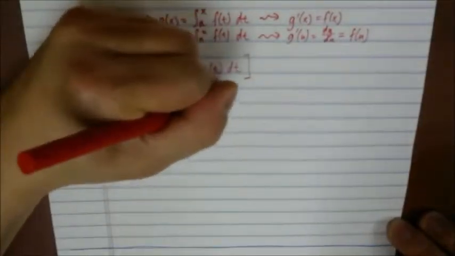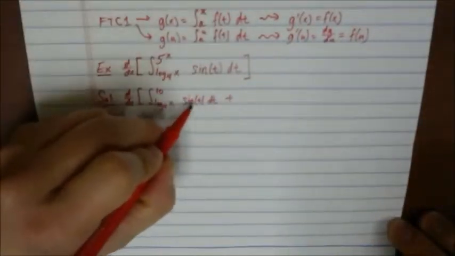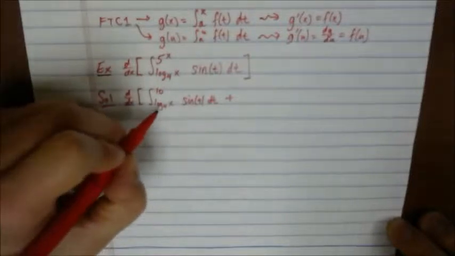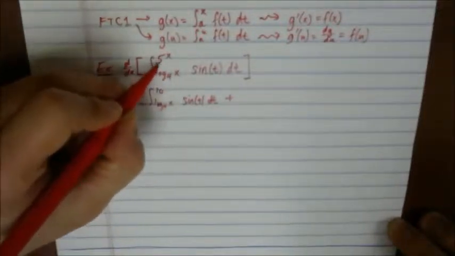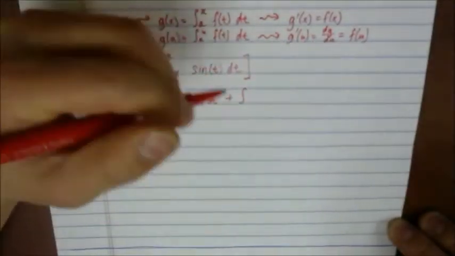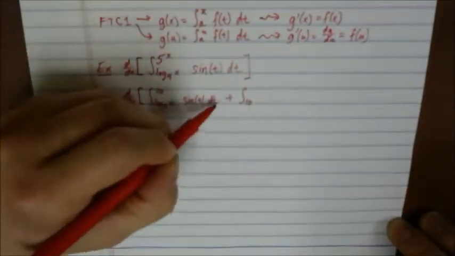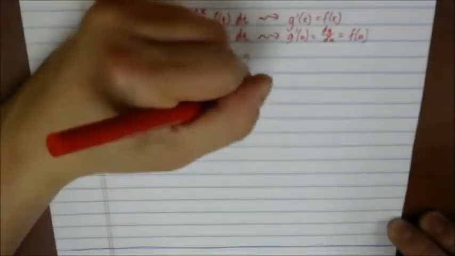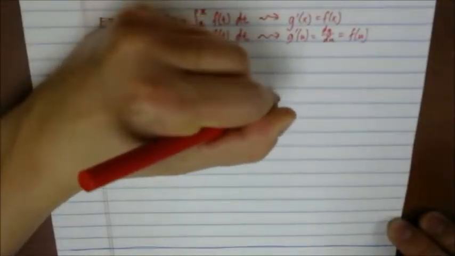Okay, so the point is that the area of sine of t from log base 4 of x to 5 to the x is the same as the area from log base 4 of x all the way up to 10, plus the area starting at the t value of 10 and then continuing on up to 5 to the x, sine of t dt.